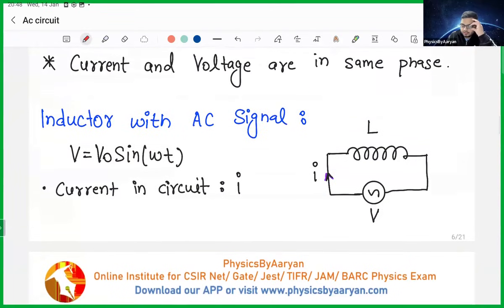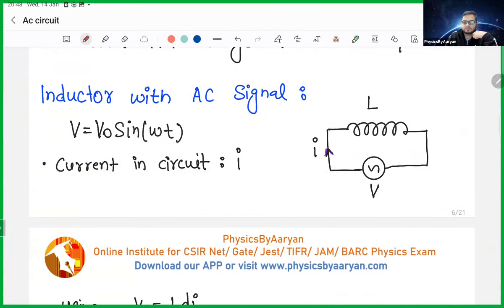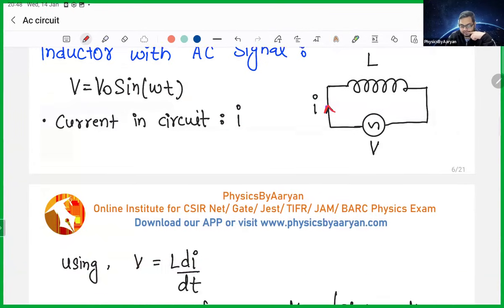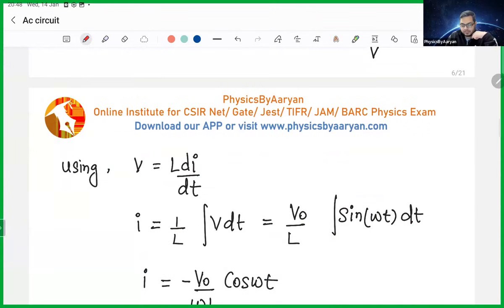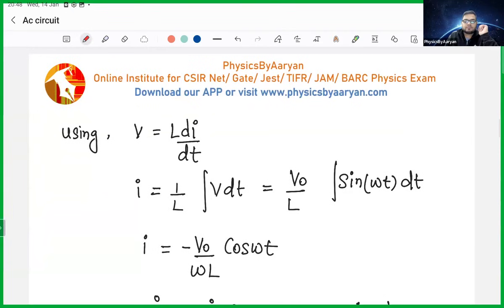Now let's put an AC signal with your inductor. It is just a symbol. It does not mean there is a coil there. Now I am applying the voltage V equals V naught sine omega t, and the current in the system will be I. And now we need a relation. So V is given by L di by dt. We have studied V equals L di by dt, and magnitude-wise the voltage is equal to L di by dt.